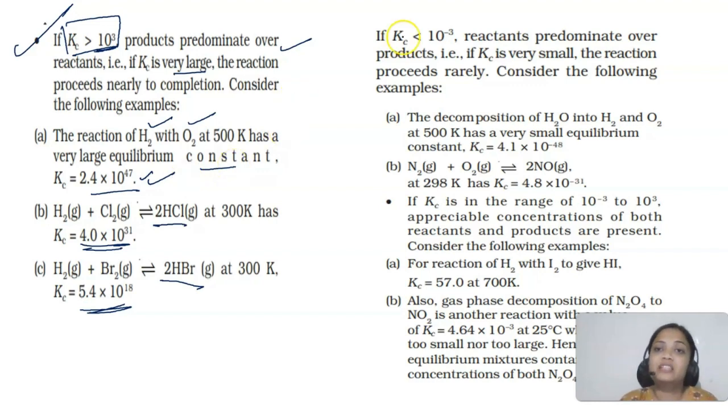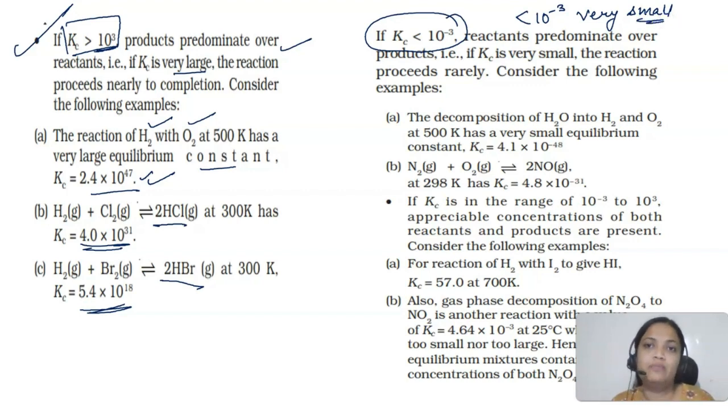But if Kc is very less, means if it is less than 10 to the power minus 3, means if it is very small, okay, so the reaction will proceed rarely, means reaction hoga hi nahi, means here the concentration of reactant will be more, right? Like here you can see the decomposition of water into hydrogen and oxygen at 500 Kelvin has very small equilibrium constant, means वहाँ पर dissociation will be negligible. Okay, it will not happen only. Same goes with the formation of nitric oxide gas.